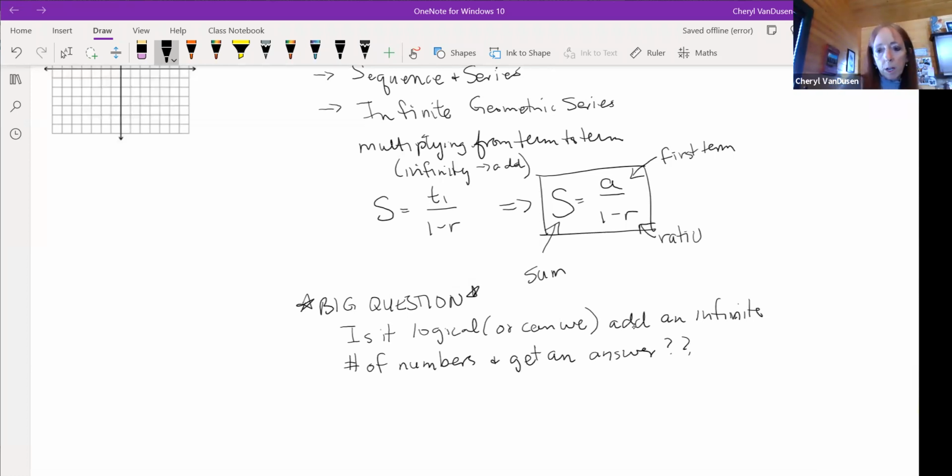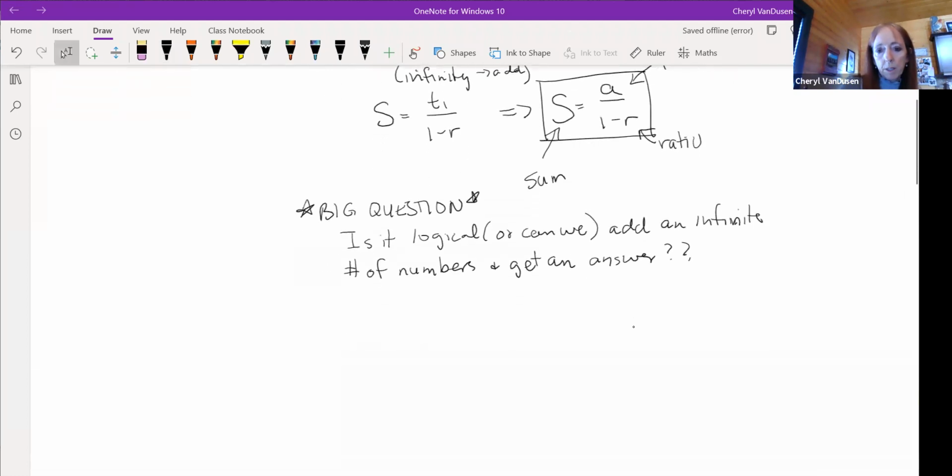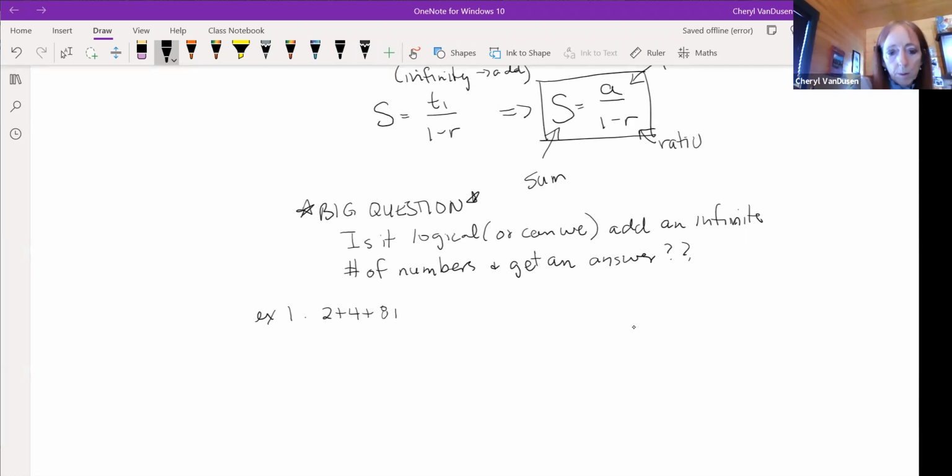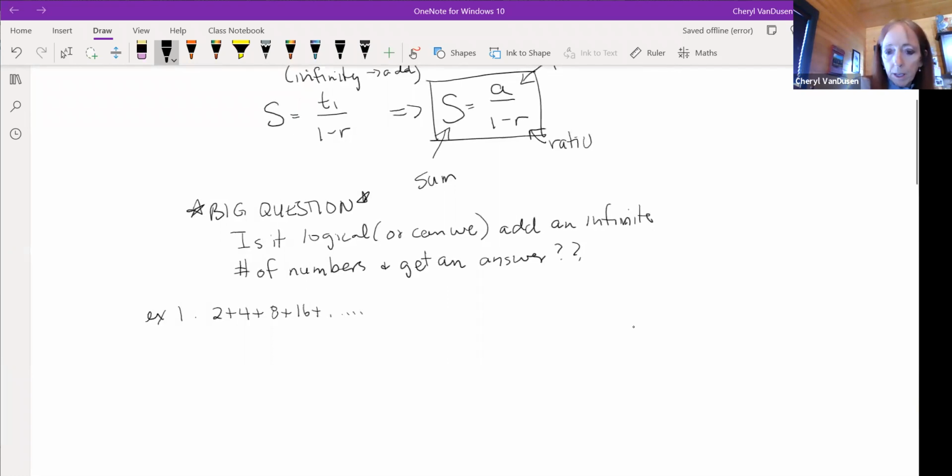So why don't we look at a couple of examples and see if anything makes sense and anything doesn't make sense. So here are two examples for us to consider. Example 1, we've got 2 plus 4 plus 8 plus 16 plus... And then our other example is kind of going the other way around. Example 2. We're going to start at 16. We're going to add 8. We're going to add 4. We're going to add 2 all the way down.